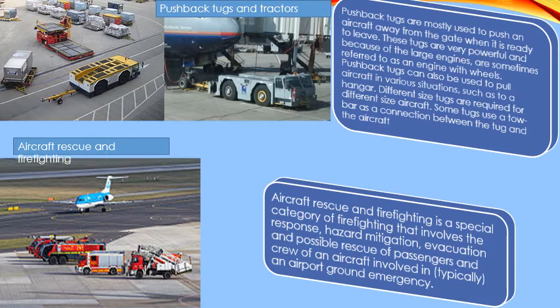Next thing is aircraft rescue and firefighting. This is mandatory in every airport, to have rescue and firefighting people for emergencies, for evacuation of the passengers, crew, aircraft, and so on. It is aircraft ground emergency. So these are some of the ramp equipment used in ground service of an airport. I hope you guys have got it.